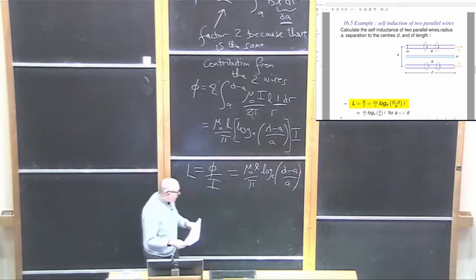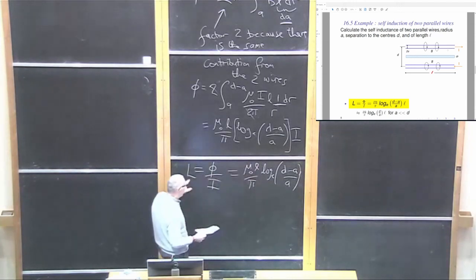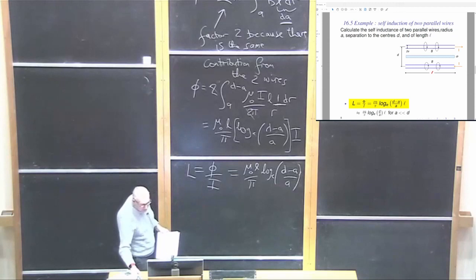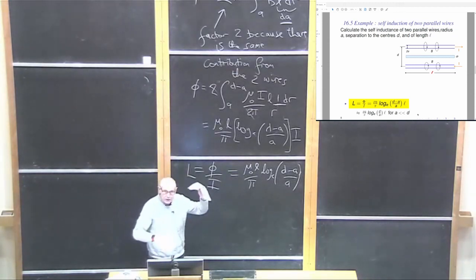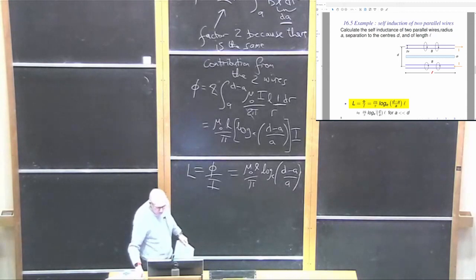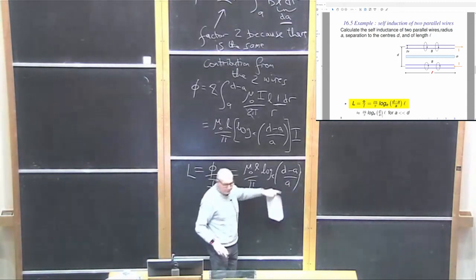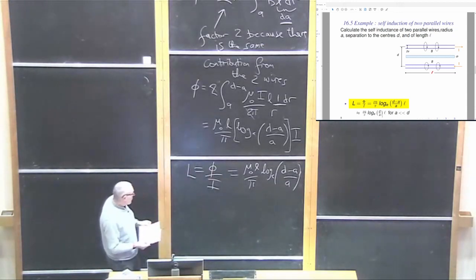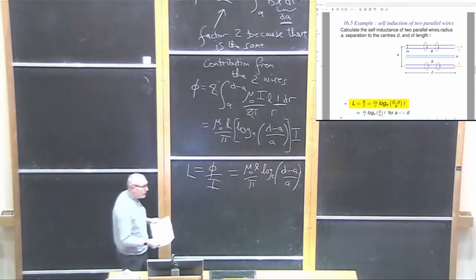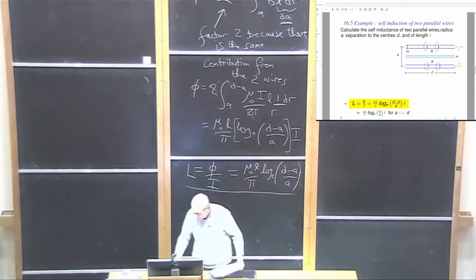And so the self-inductance per unit length is you just take L to the bottom, and if the radius of the wire is very small compared to the separation, that just becomes that. (D minus A) over A just becomes D over A. Right, so that's the self-induction of two parallel wires.